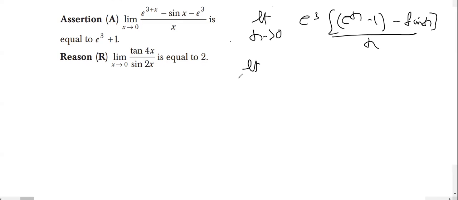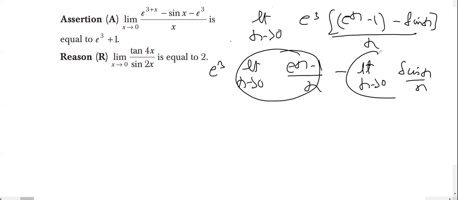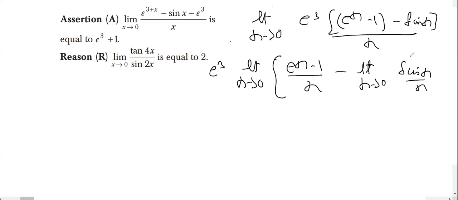Now I'm splitting and applying the limits separately. So e raised to the power 3, as it is independent of x, we can write outside the limit. This is e raised to the power x minus 1, and this is sin x over x. We can apply a separate limit for this, that is limit x tending to 0, sin x over x. Now this is going to give you 1 and this is minus 1. I made some mistake. Let's say e raised to the power 3 is outside, right?